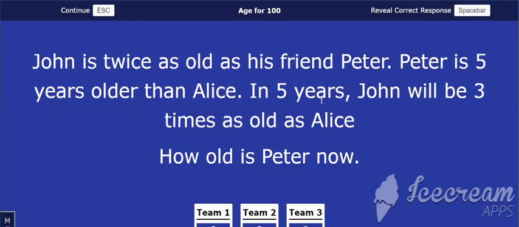John is twice as old as his friend Peter. Peter is 5 years older than Alice. In 5 years, John will be 3 times as old as Alice. How old is Peter now?